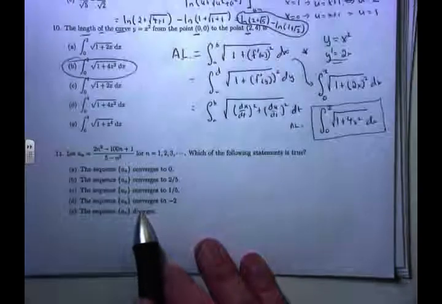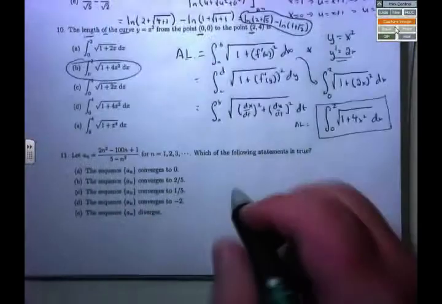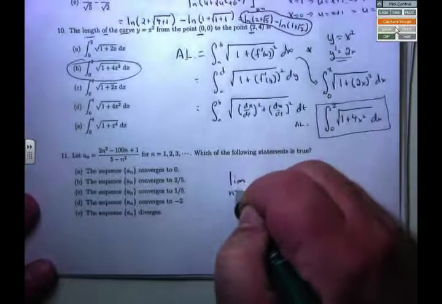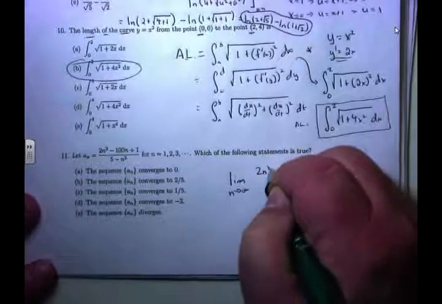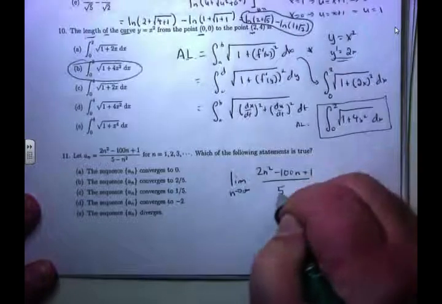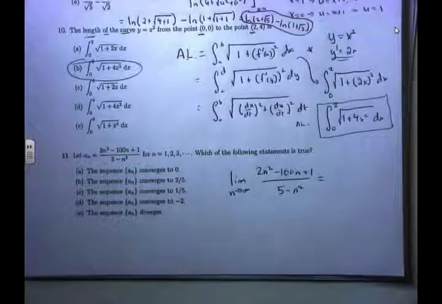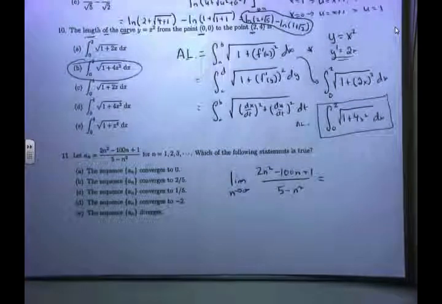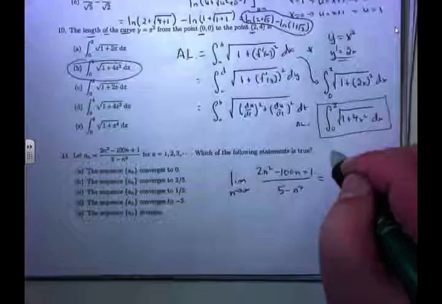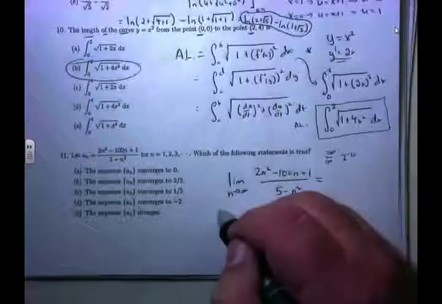How do you tell what a sequence, sequence mind you, convergence, divergence? You just do one thing. What is it? Take the limit as n approaches infinity. So I'm going to take the limit as n approaches infinity of (2n squared minus 100n plus 1) over (5 minus n squared). Now, you got two options on this one. If you need to show your work, do it. It's a L'Hopital's rule problem. You plug in infinity, you get infinity over infinity. L'Hopital's rule, take derivative of the top over derivative of the bottom.